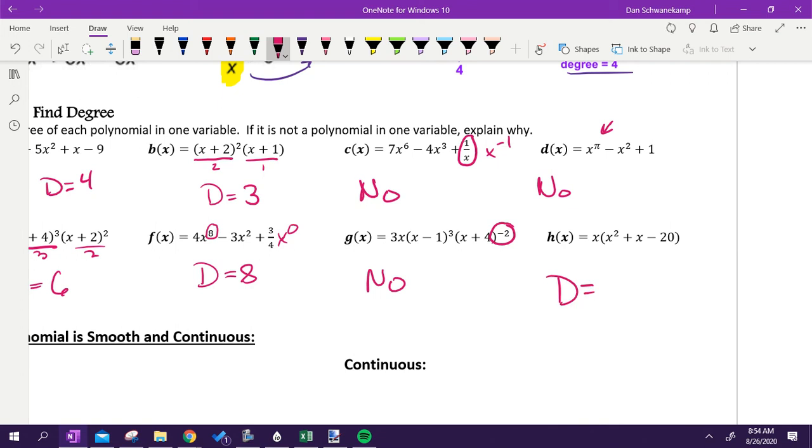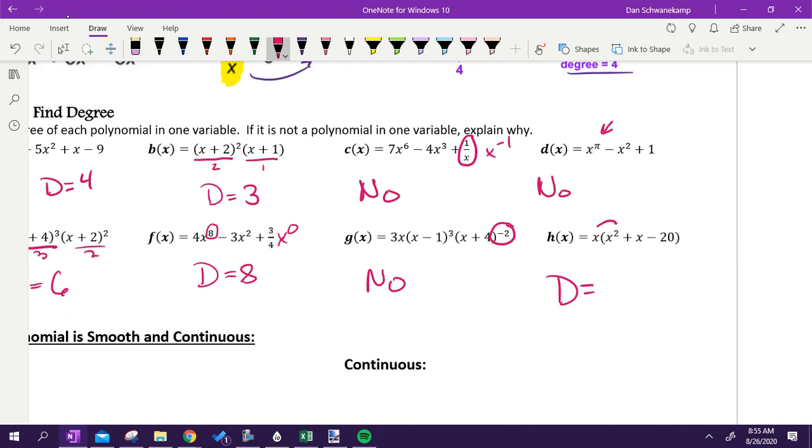Good. The degree on this one is 3. Okay, the degree is 3. Why? What do you think? Yeah, this is in the middle ground. It's not in standard form, but it's not really in factored form either. It's a little bit of a combination of both.